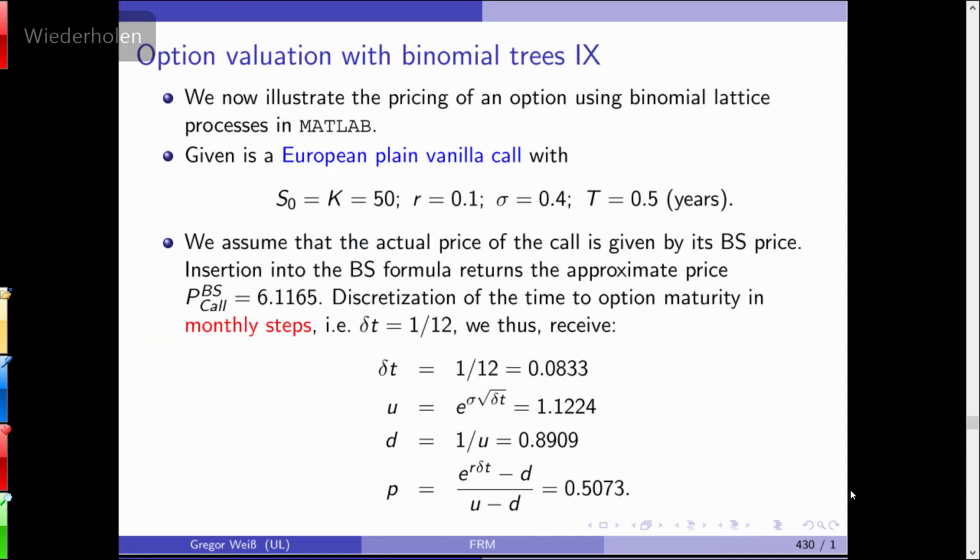Okay, now let's illustrate it. And you will see it's quite simple in MATLAB, and you simply need the formulas to program it and code it in MATLAB. We're looking at a plain vanilla European call. Starting price is 50, strike is 50, 10% risk-free interest rate, volatility is 40%, and we are looking at it for half a year. Now we assume, and this is important to see, we assume that the correct price, the actual price, is given by the Black-Scholes price. This is an assumption. Normally, we would need to look at the market and take the market price.